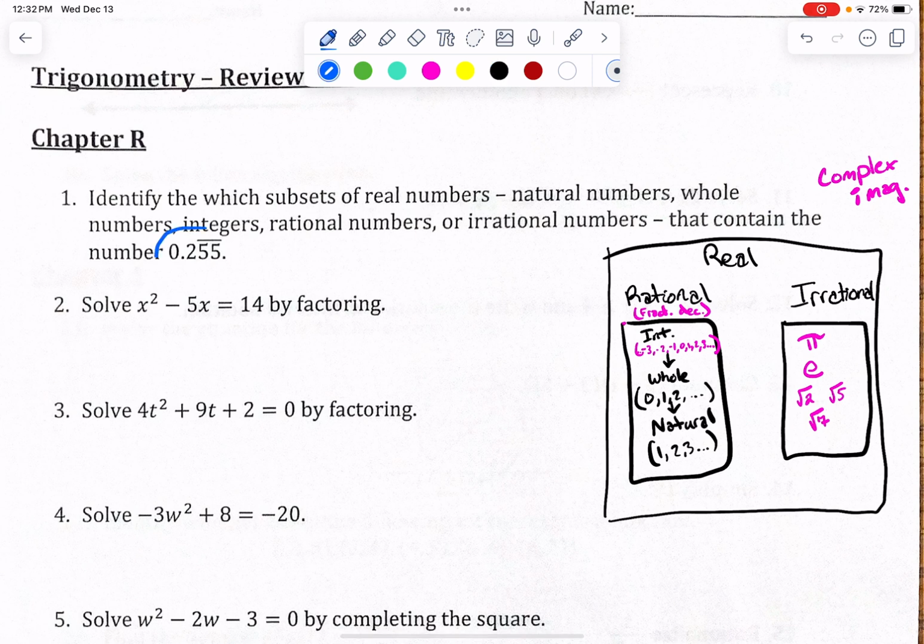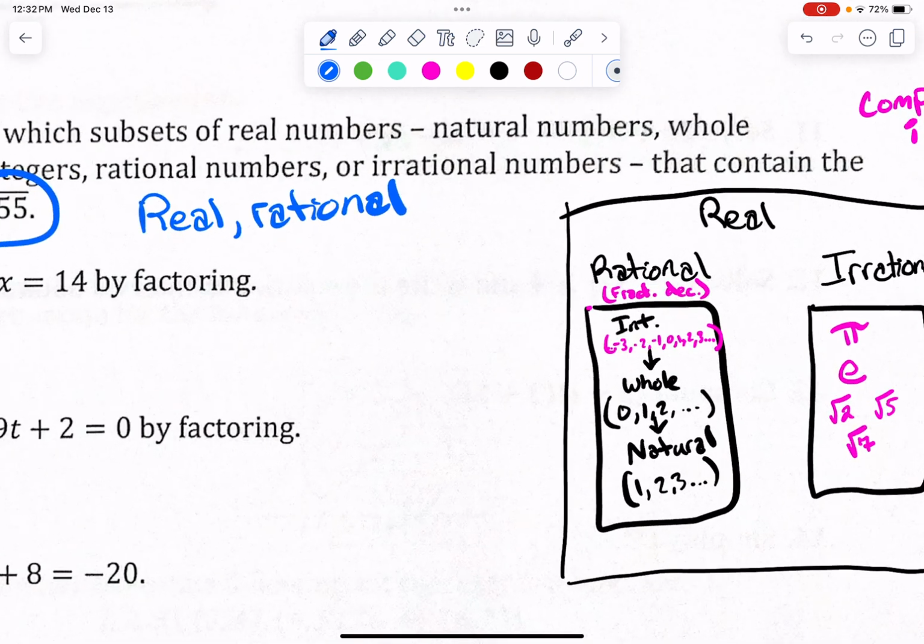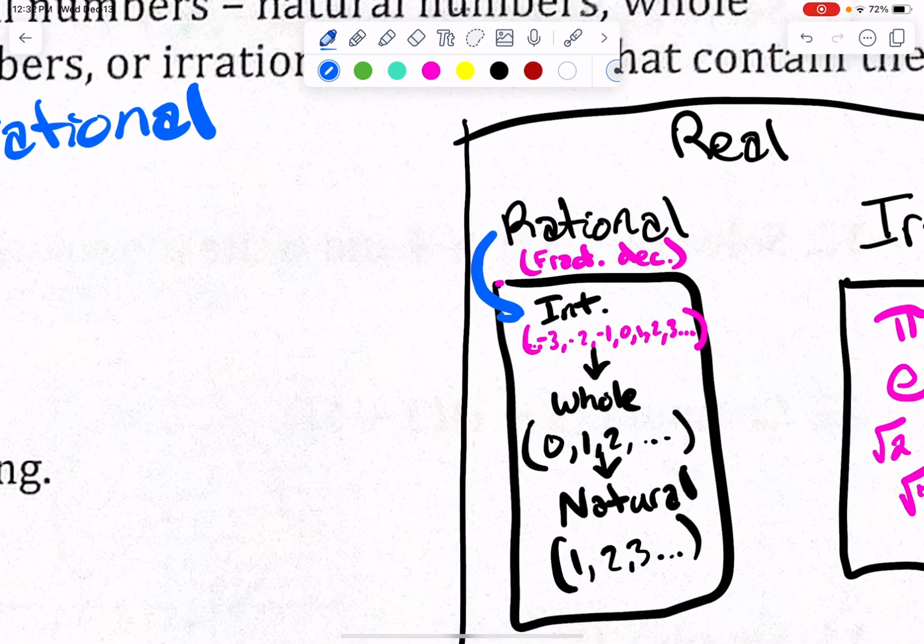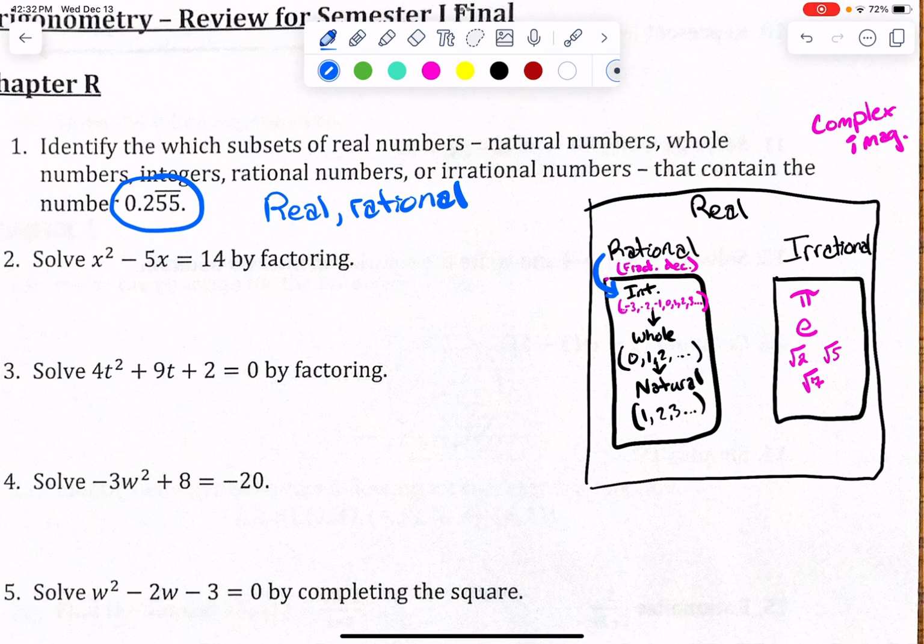Identify which subsets of real numbers we have in this one. So first of all, it's a real number, but I don't think we have to say that. I think after real numbers we have to say what it is. So 0.255 repeating. Because it repeats, it's not irrational, it is going to be rational. Okay, but then the next decision I have to make is, if it's rational, does that mean it's an integer? Okay, it's not an integer because it's not a whole number, like positive, negative whole number. So it stops here, which means it's not any of these either. So it is just a real number and a rational number, and that is all.